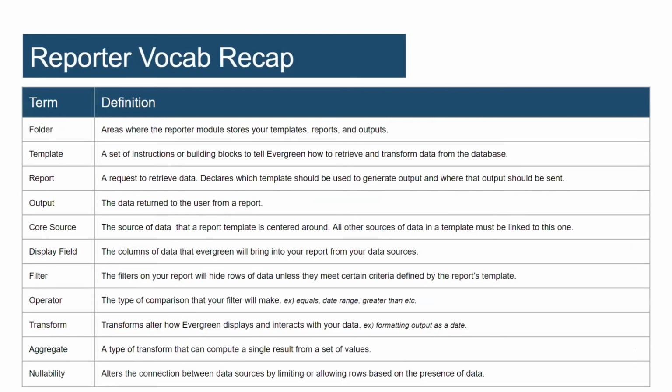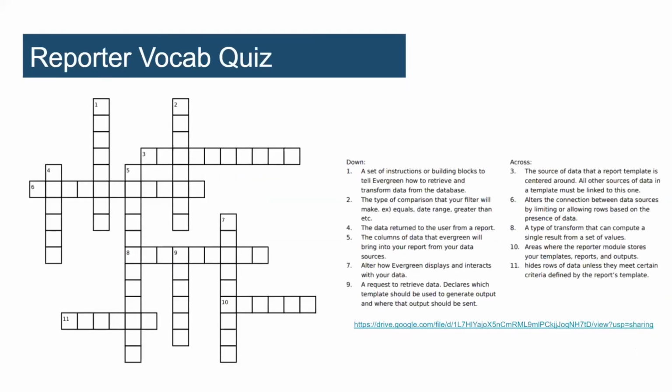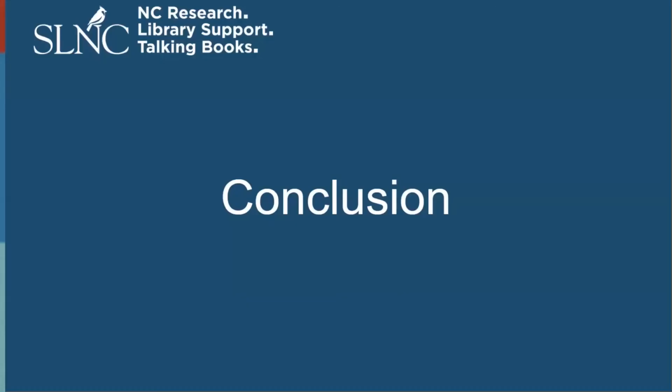In this final chapter, we learned about aggregation and nullability, and that covers all of the reporter vocabulary. If you're feeling particularly educated, give the reporter vocab crossword a try to hone your skills. I've included a link to a PDF so you can print it out. Congratulations, you're all now experts at using the reporter. Well, maybe not experts, but with this training, you've got a great set of tools in your belt to handle all sorts of reporter conundrums.